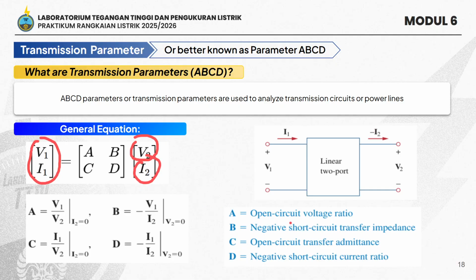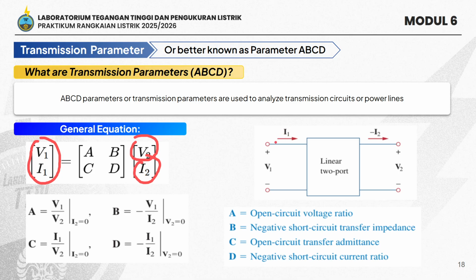The A parameter is the open circuit voltage ratio. The B parameter is the negative short circuit transfer impedance. The C parameter is the open circuit transfer admittance, and the D parameter is the negative short circuit current ratio. But if you notice, for the current in the output port, the value is negative. Why?